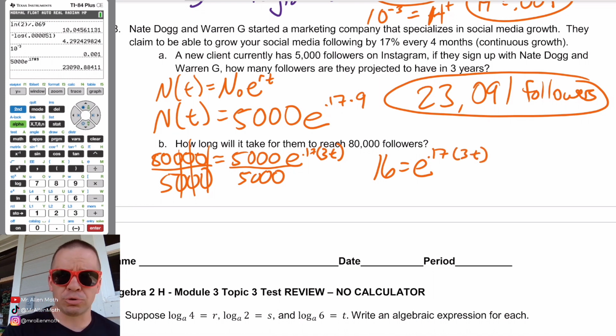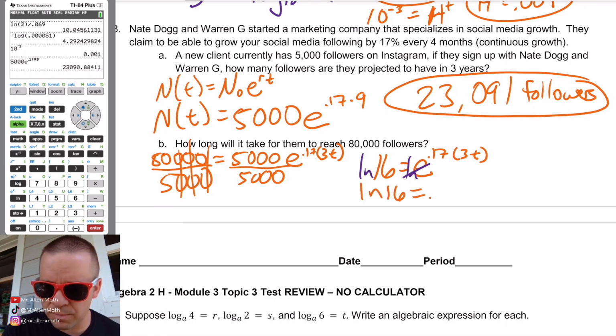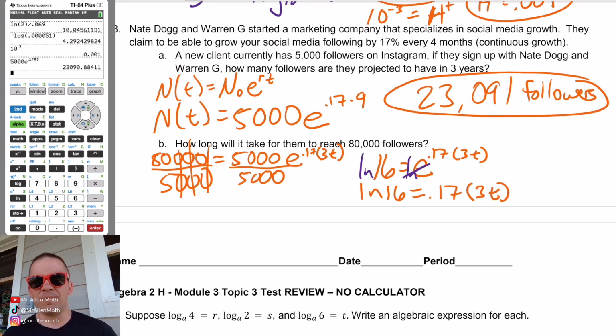And now we're going to take the natural log on both sides. So let's use something a little more different. Let's see here, natural log. And we've got ourselves natural log of 16. Let me go back to orange. Natural log of 16 equals 0.17 times 3t. I'll do the 0.17 times 3 in the calculator here momentarily.